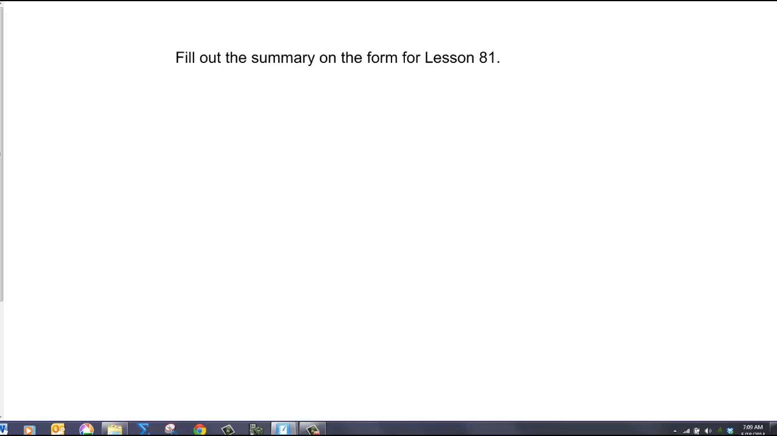So hopefully that technique helped us out a little bit. Didn't have to do some foiling. Fill out your summary, and we'll get back to you tomorrow.